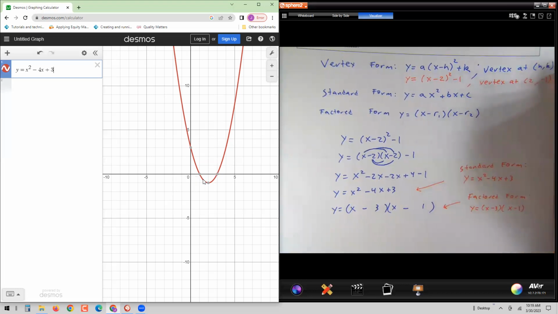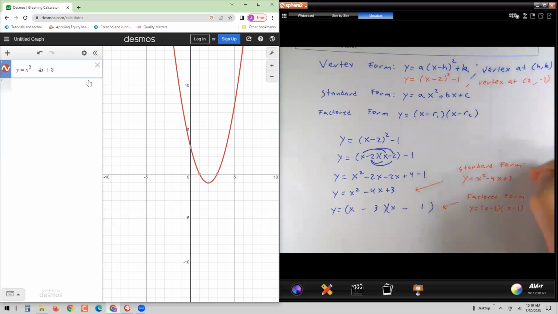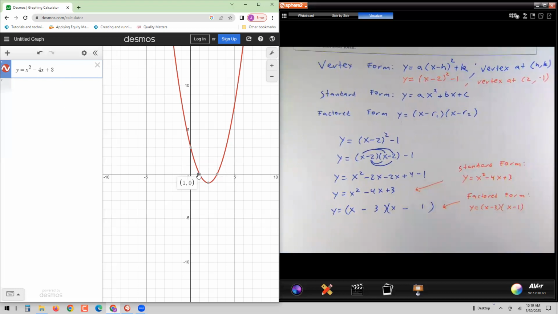So vertex form, that tells me where this thing is changing directions. Standard form, that's really nice to type in. Factored form, this tells me where my graph will cross. So all of these things have different usages, but they're all the same equation.